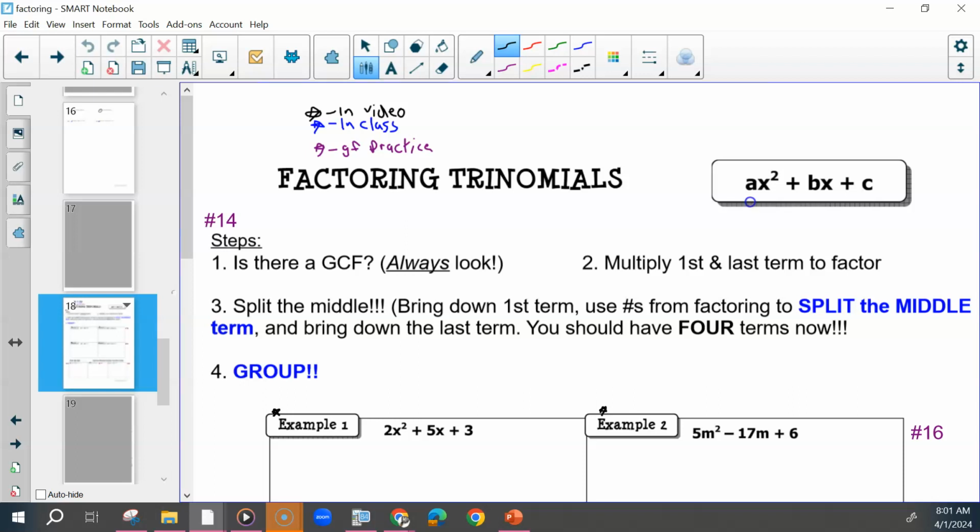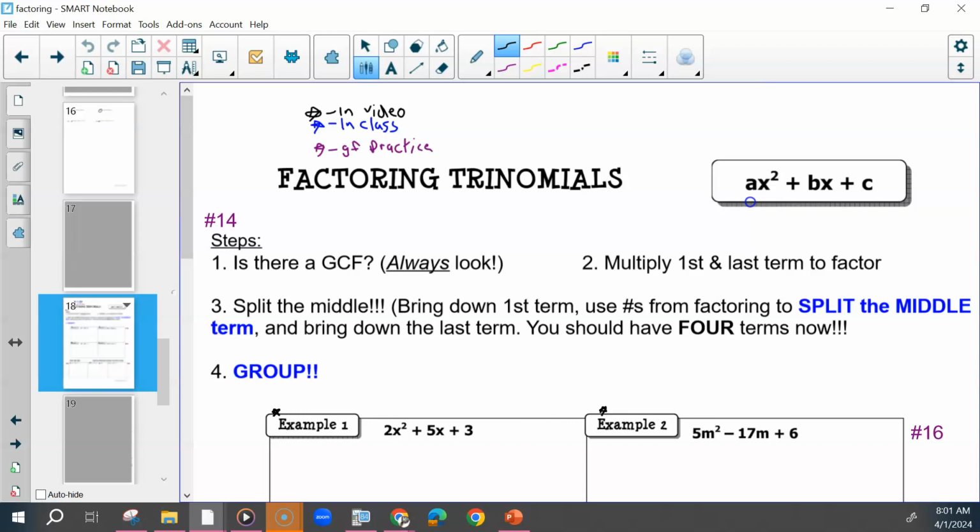So we still have trinomials, but this a value is going to be something other than 1. And when we see that, we're first going to look for a GCF. Is there something they each have in common? If it has one, we're going to divide that out. That could simplify it, or we may have to keep going.